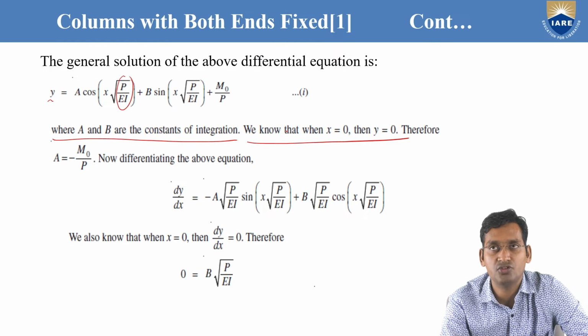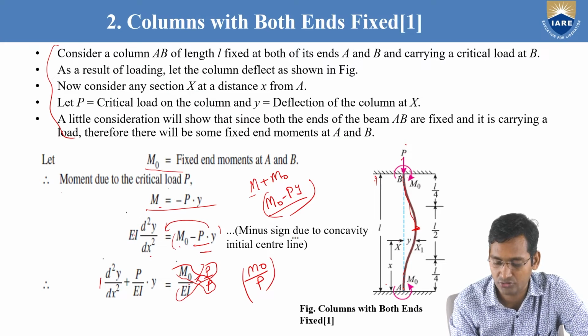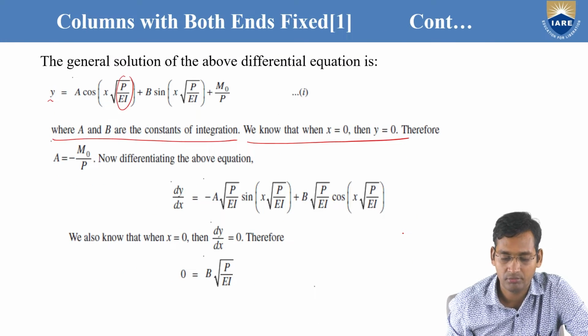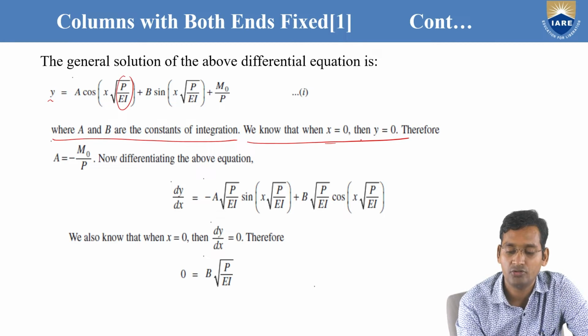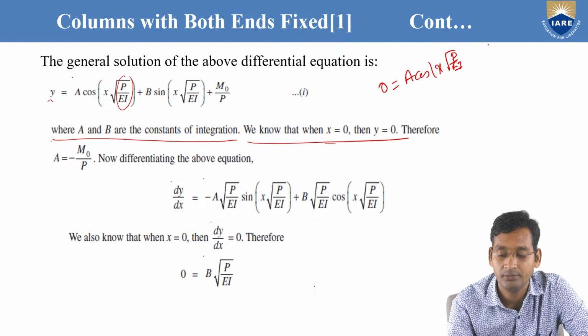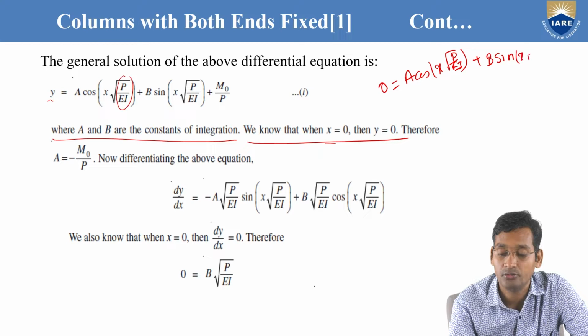We know that when x equals 0, y equals 0. See the diagram: at x equals 0, definitely y equals 0. Second, at x equals L, again y equals 0. And the third one is the same differentiation type. So putting x equals 0 and y equals 0 here: 0 equals A cos x root P by EI plus B sin x root P by EI, plus M naught by P.